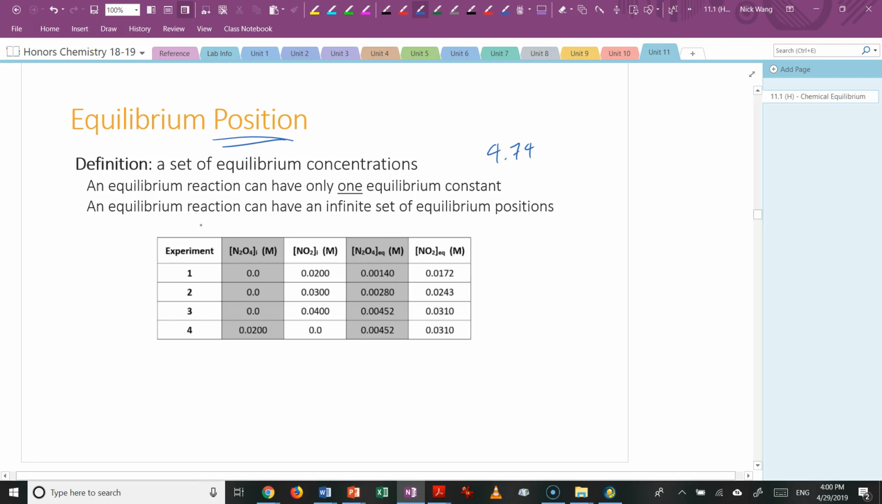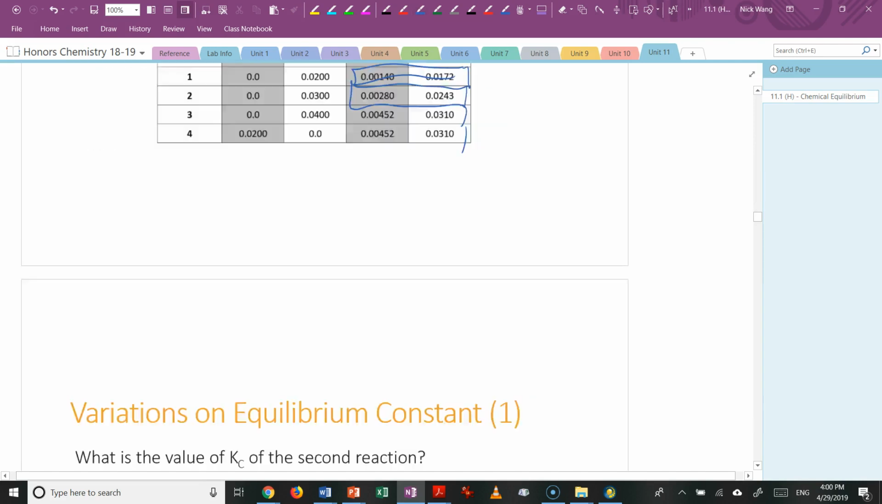However, an equilibrium reaction can have an infinite set of equilibrium positions. Of those infinite, I'm giving you 4 different ones, right? So this is one set of equilibrium conditions. These values right here, these concentrations, is a second one, a third one, a fourth one of equilibrium positions.